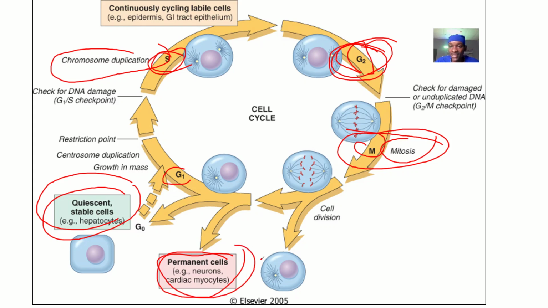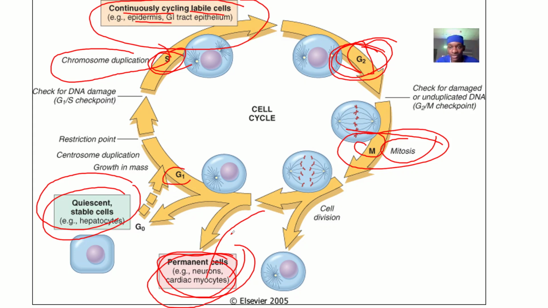Moving on now, although I don't have a definition, I could just tell you one or two. Permanent cells are the ones that have completely left the cell cycle, all right? They have left the cell cycle, and they will not divide again. Then the cells that are actively in the cell cycle are the ones we call the labile cells, all right? So continuously cycling labile cells include the epidermis and the gastrointestinal tract epithelium, all right?